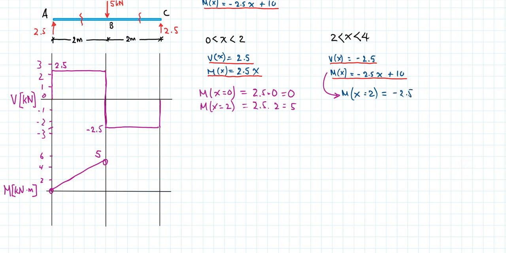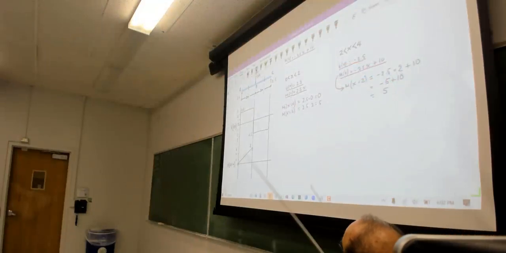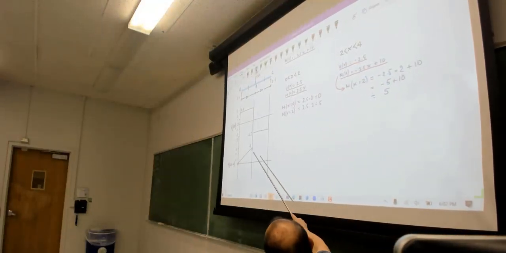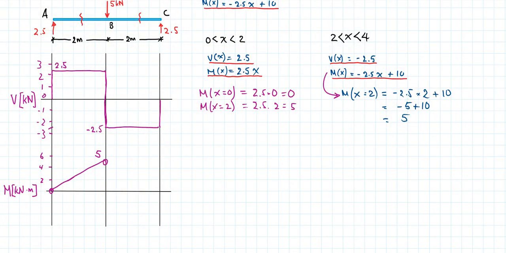Minus 2.5 times 2 plus 10. So that will be minus 5 plus 10 equals 5, right? So the same value, no? The same value. So it starts here, and then it starts right there where we finished this side. And then what about the moment at x equals 4?